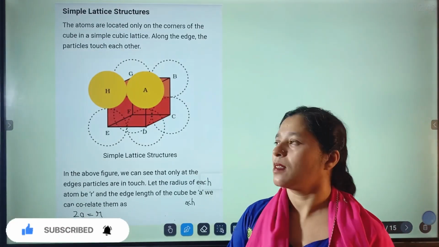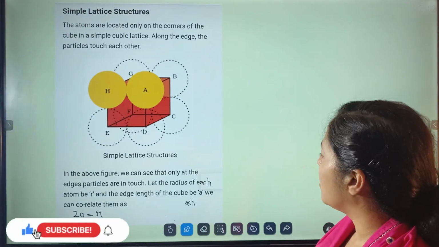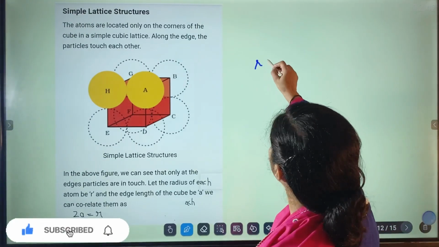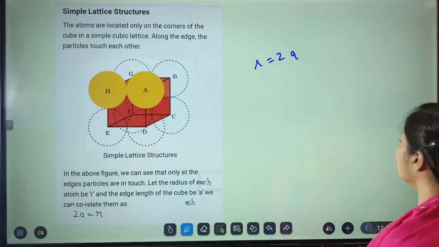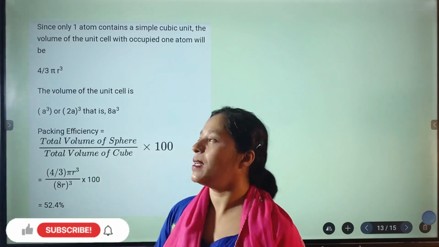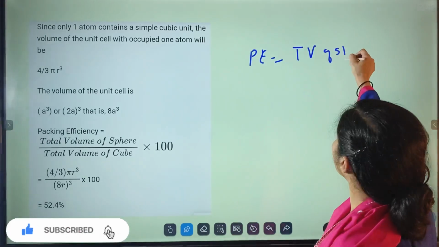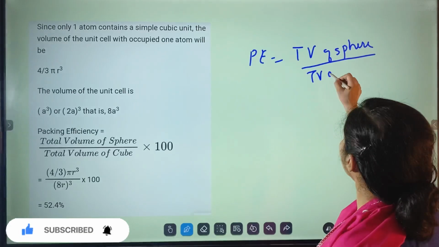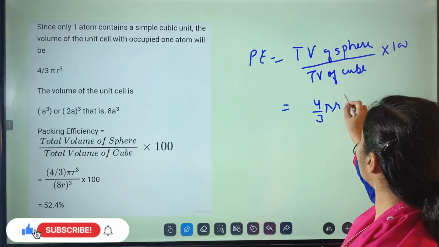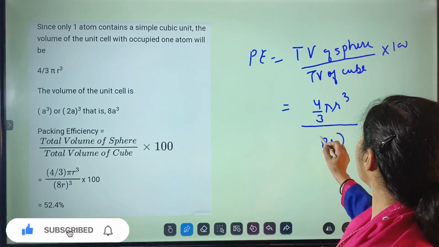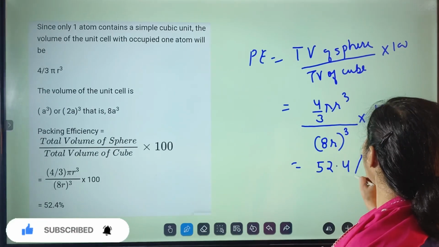The last topic is simple cubic lattice structures. You know that simple cubic structures have only one atom per unit cell. So we say that the radius is equal to a by 2, that is, the edge is 2r. Since it has only one atom per unit cell, its packing efficiency is very easy to calculate. We put the total volume of the sphere upon the total volume of the cube, into 100. The total volume of the sphere will be 4 upon 3 pi r cube, and the total volume of the cube will be 8 r cube. In this way, we calculate the value as 52.4%.